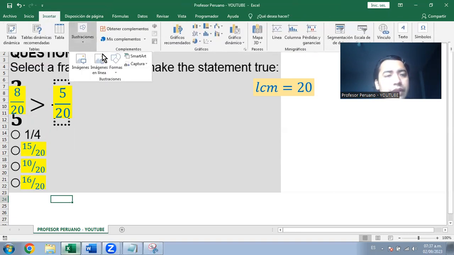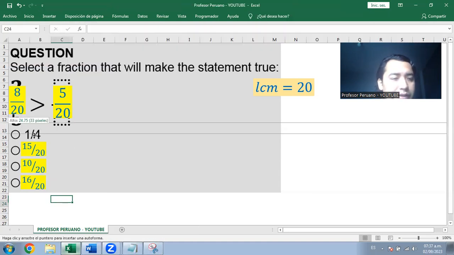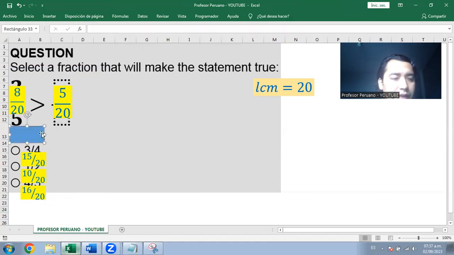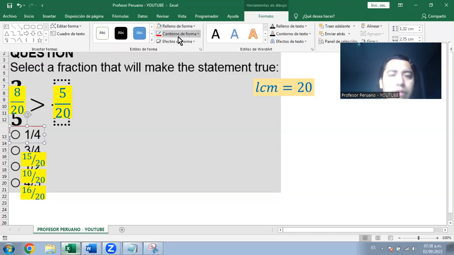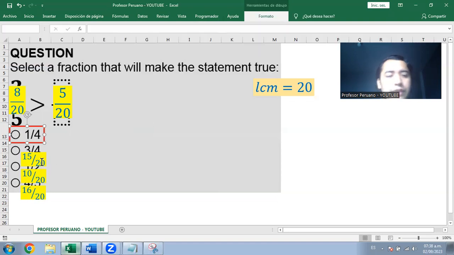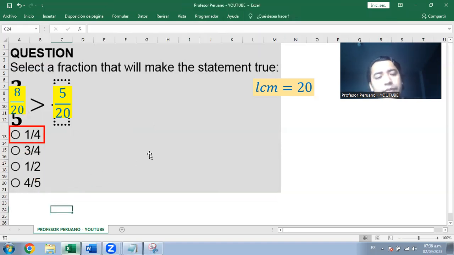So in this case, the answer is the first alternative. The answer is 1/4. That's the correct answer for this question.